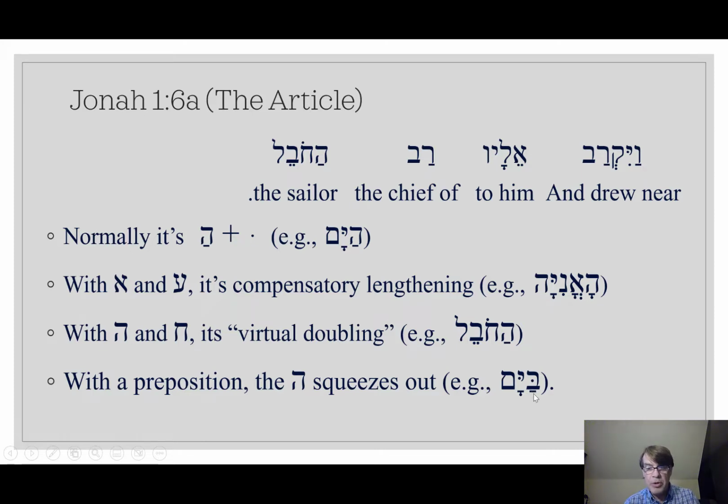So if it's normal, it's patak doubling. If it's compensatory lengthening, it's a kamatz. If it's virtual doubling, it's just a patak. But basically, the same thing that happens in these first three situations will happen with a preposition, except the hey will go away. And there you have it. This is a systematic view of the article. You now know, I think, pretty much everything there is to know about the Hebrew article.